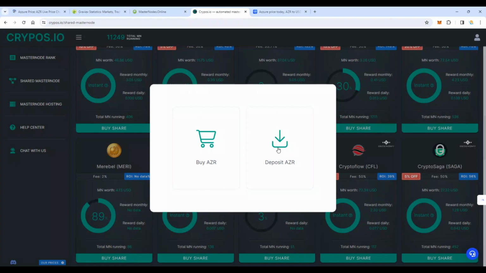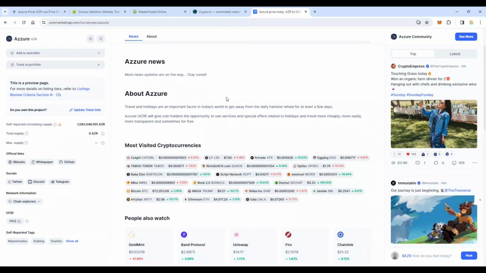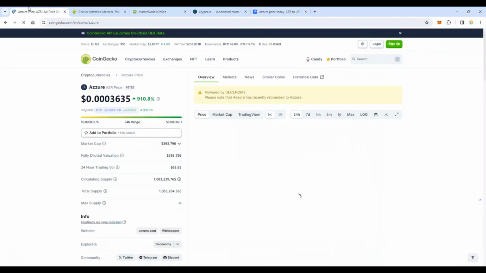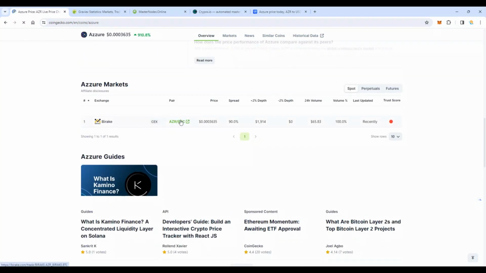So if you choose deposit, it means you will need to create a Bireg account and buy Azure tokens on Bireg using BTC, because like you've seen here, Azure tokens are paired with BTC on the Bireg exchange. You cannot buy it with any other thing. So you're going to create a Bireg account and wait for it to be verified, which takes a century. Like mine, they haven't verified yet.